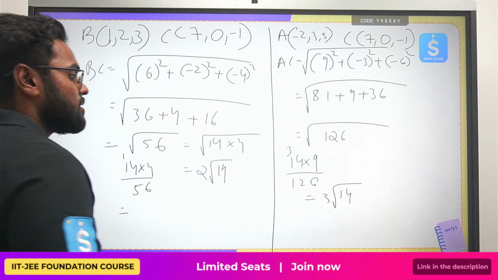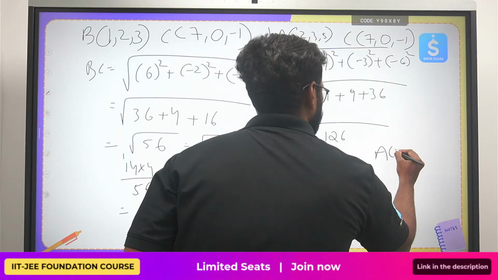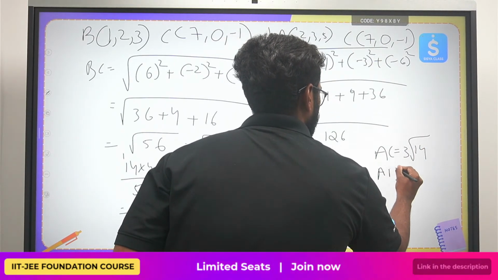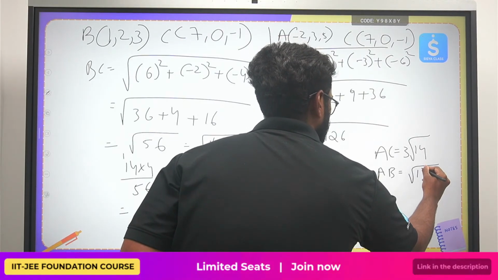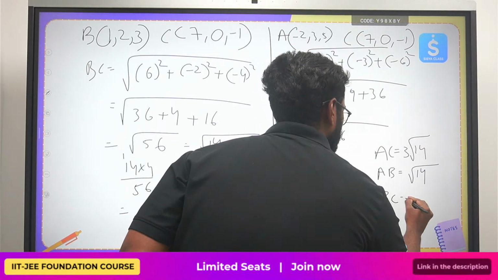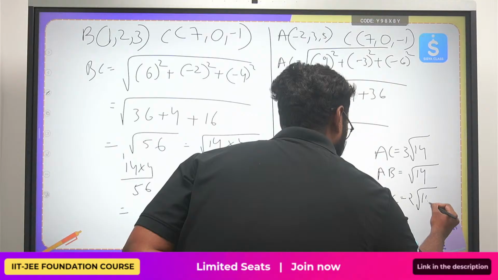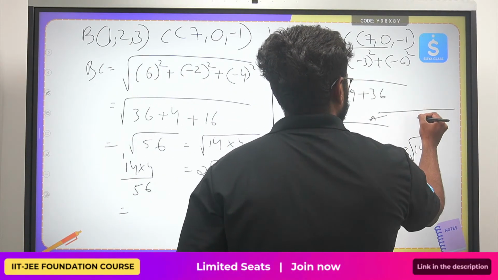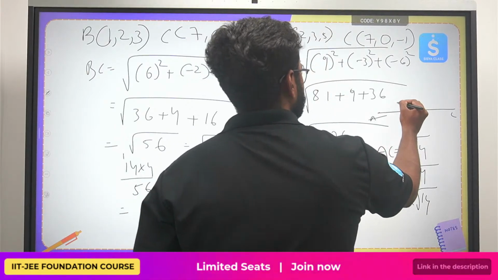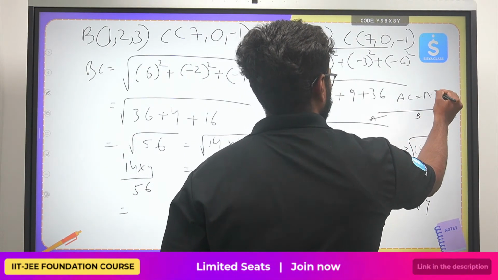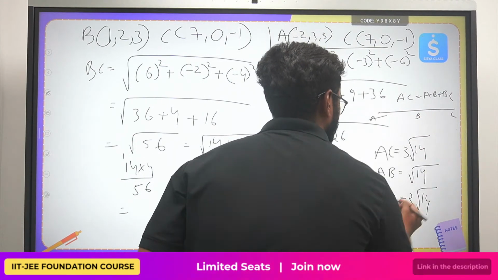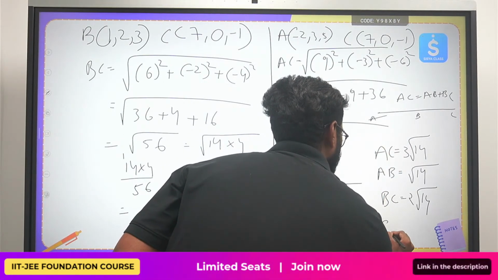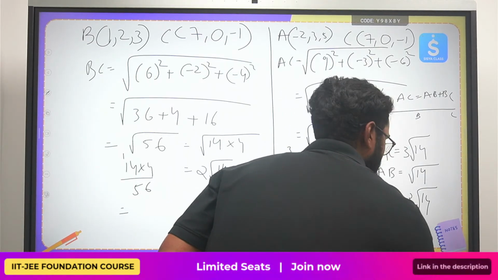If you observe, AC is equal to 3 root 14, AB is equal to root 14, and BC is equal to 2 root 14. We can say that if this is a line with points A, B and C, then AC is equal to AB plus BC. We have it: AC is equal to AB plus BC.